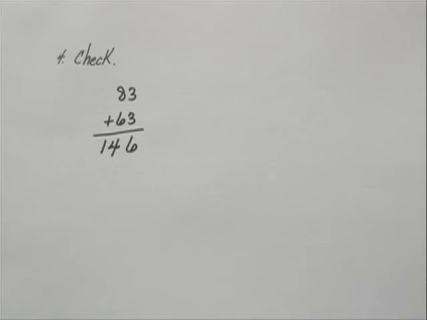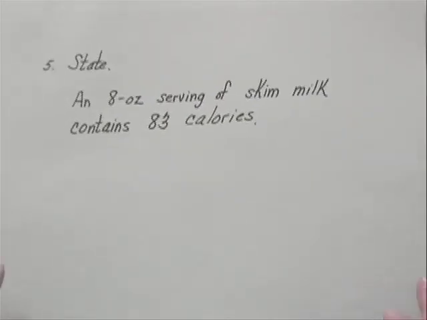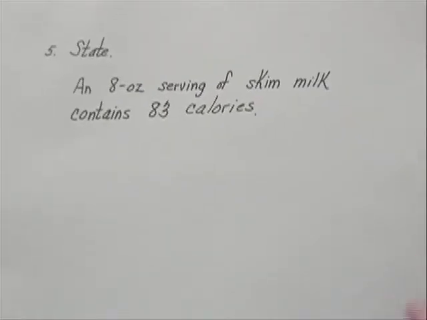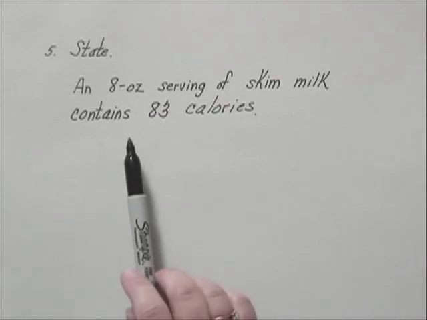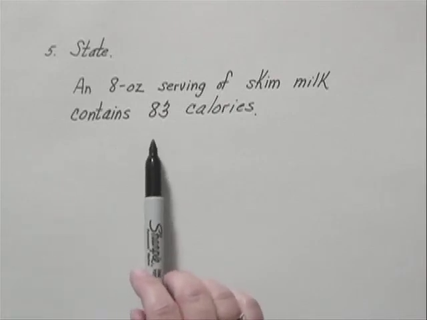So the final step is to state our answer, and we state it clearly in a complete sentence. And we can say in this case that an 8-ounce serving of skim milk contains 83 calories.